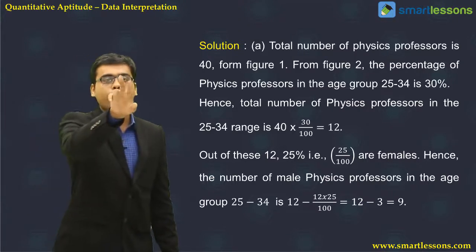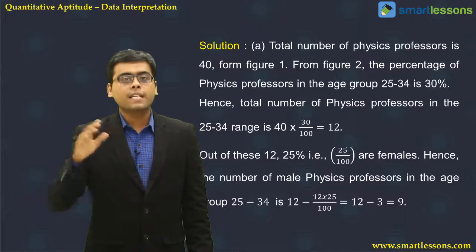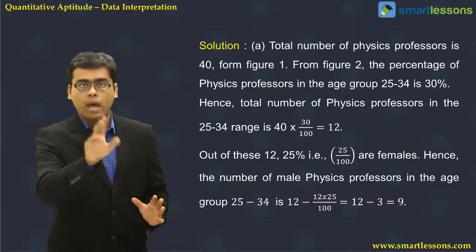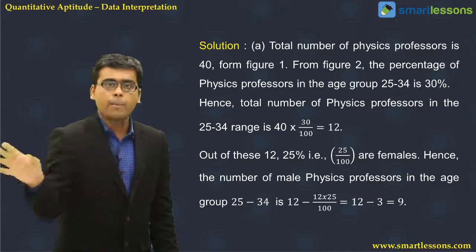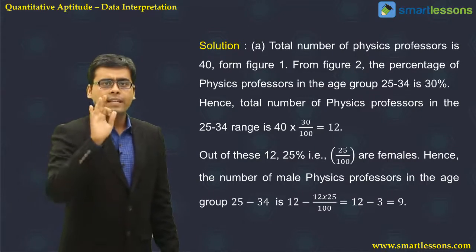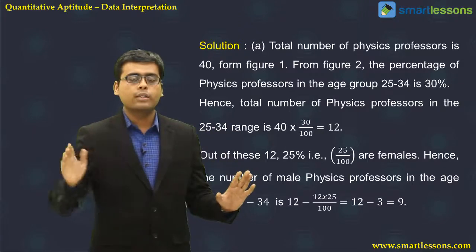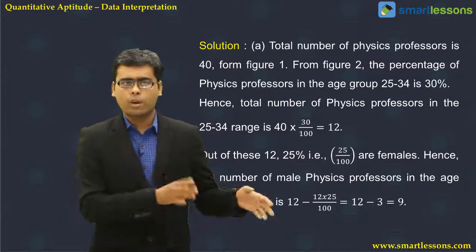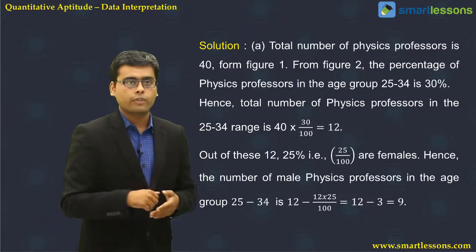Now in this age group 25 to 34, how many physics professors are there? That is 30% of 40, the total number of physics professors. So 30% of 40 is 12. Out of this 12, 25% are female professors. So 25% of 12 is 3. So if 3 physics professors are female in the age group 25 to 34, the number of male physics professors in the same age group must be 12 minus 3, and that is 9. So this is the way you have to solve.